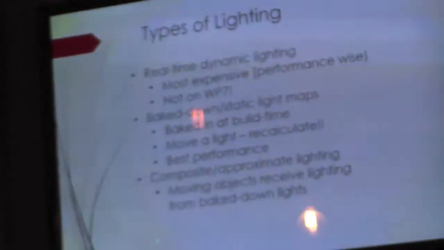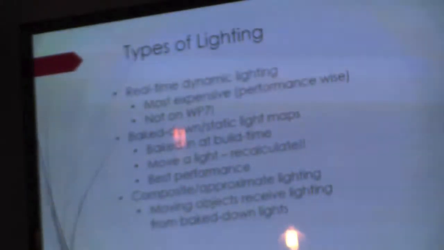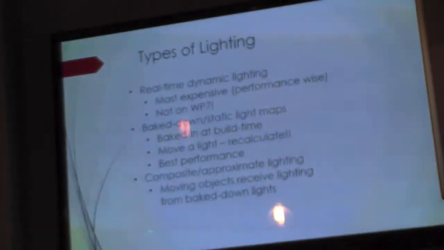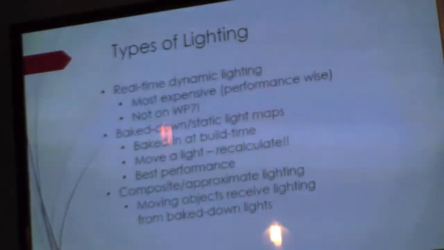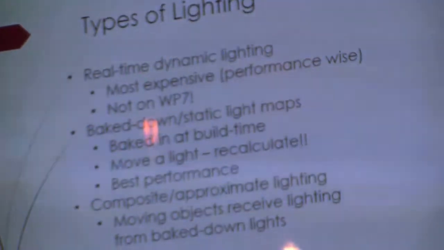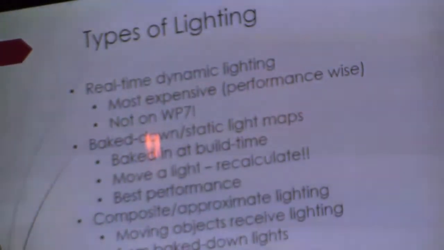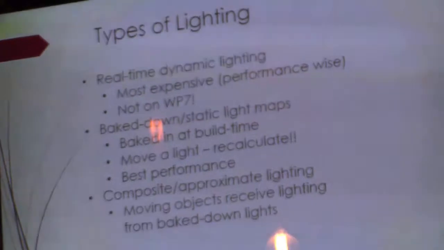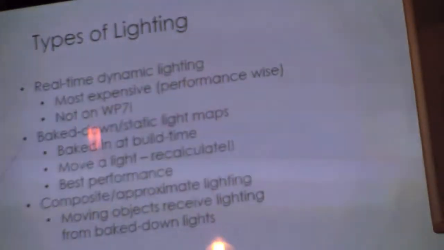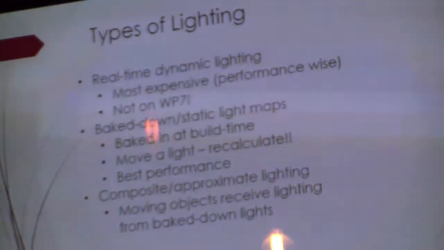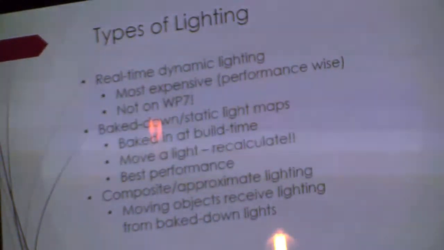So, what types of lighting does it support? First and foremost, you've got real-time dynamic lighting, which is obviously the most impressive. So you've got dynamic shadow lights, swinging and moving around and doing whatever. And that's all real-time. Obviously, that's the most expensive performance-wise. And it's not supported on Windows Phone 7 because Windows Phone 7 doesn't support custom shaders, but quite frankly, who cares about that.